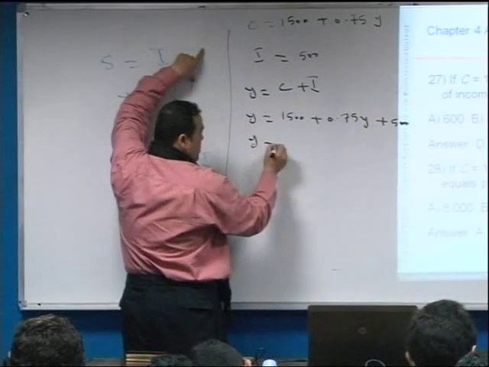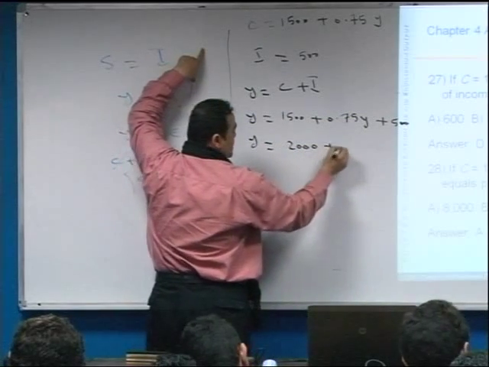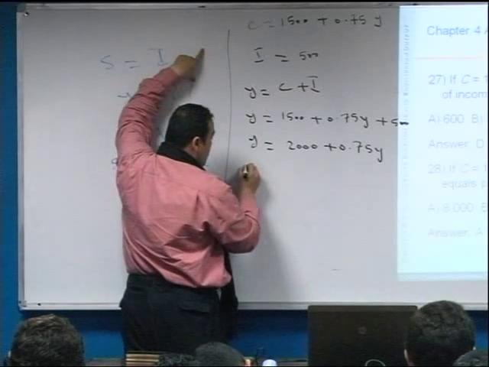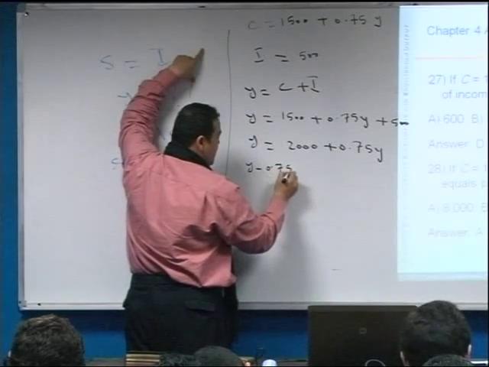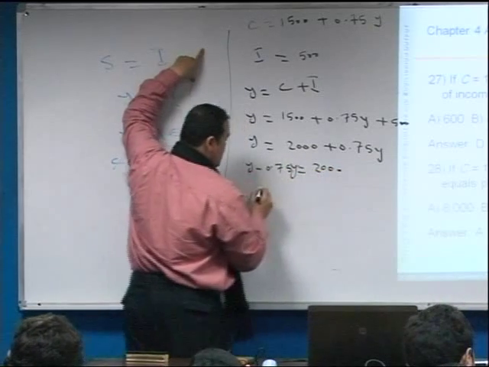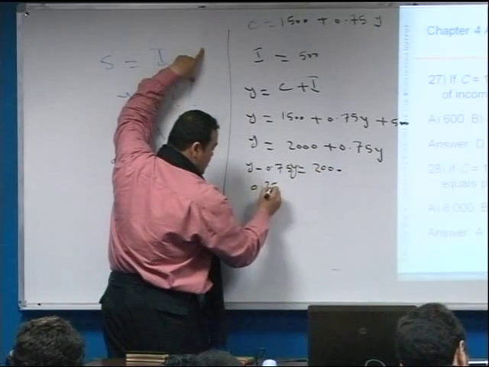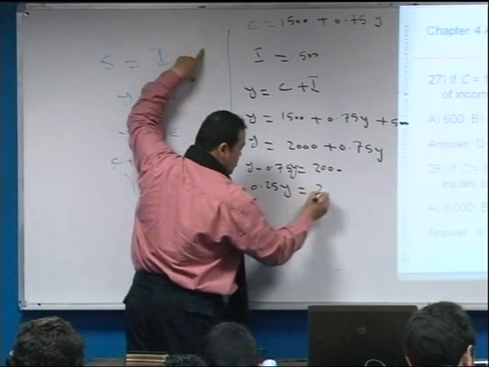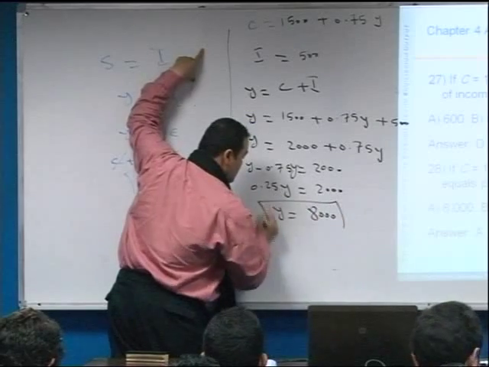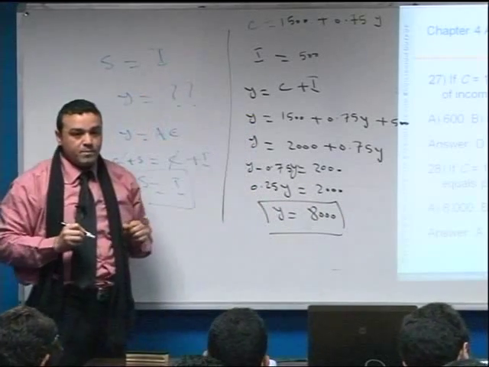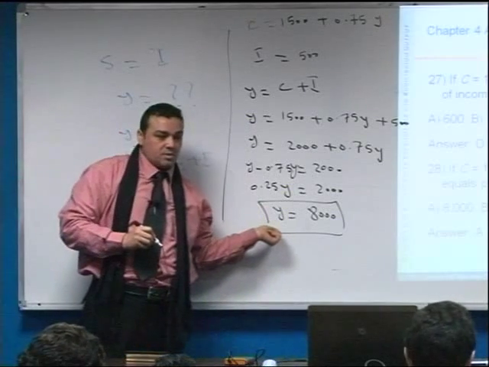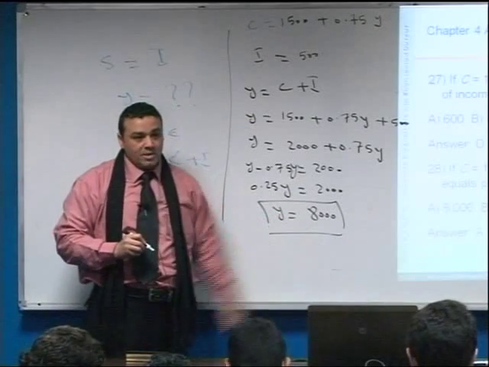So Y equals 2,000 plus 0.75 Y. So shifting, Y minus 0.75 Y equals 2,000. So 0.25 Y equals 2,000. So Y equals $8,000 million. That's it. So at equilibrium, the aggregate output equals $8,000 million.